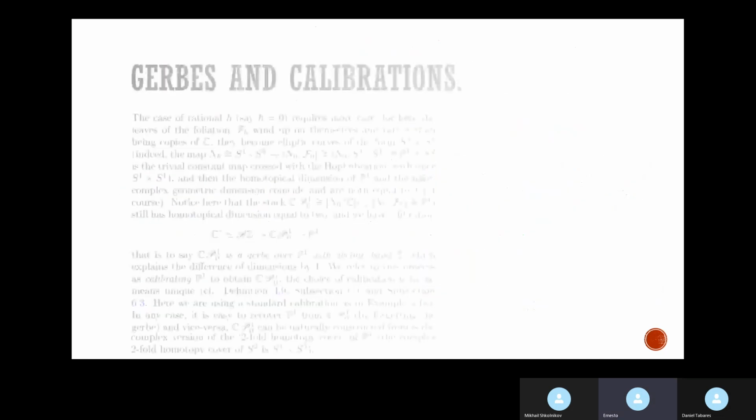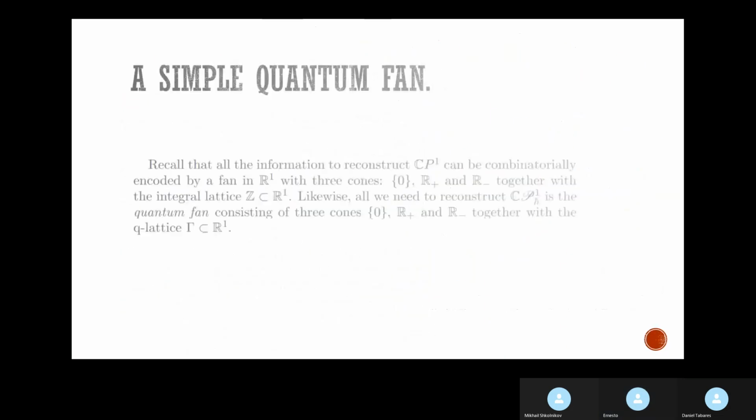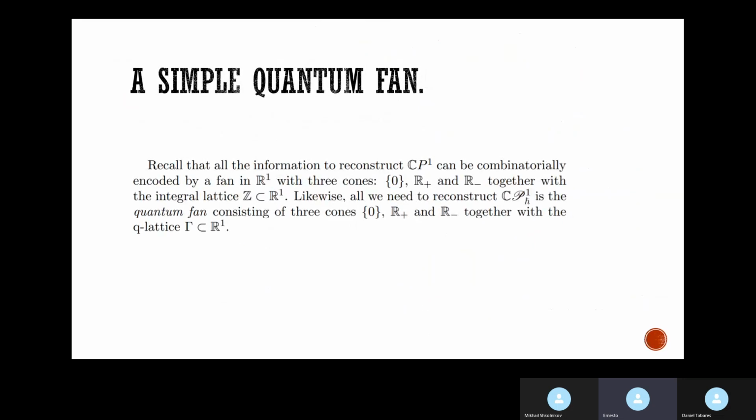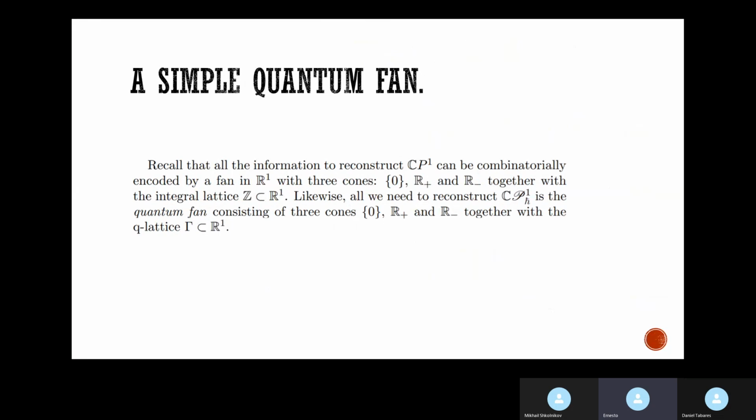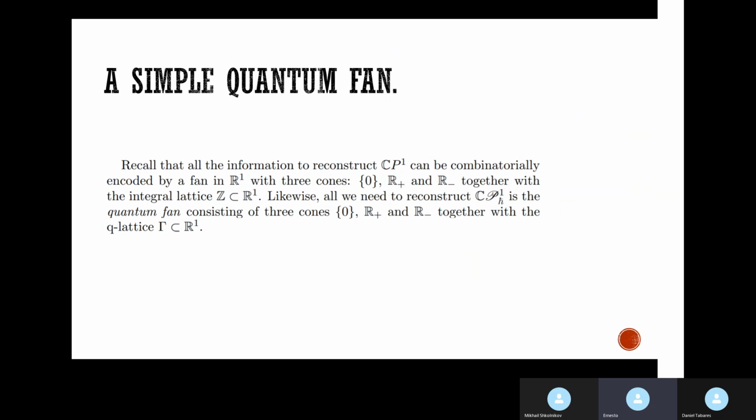And we got all the way here. And the piece of information that encodes this situation is a quantum fan. But I guess I will talk about that next time. Thank you very much. Any questions?